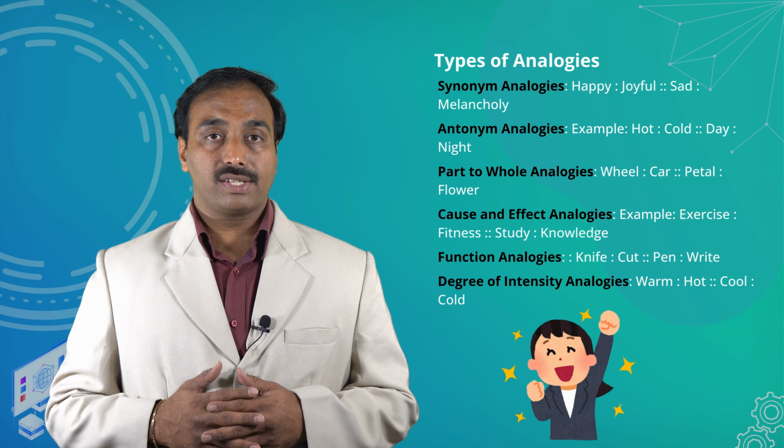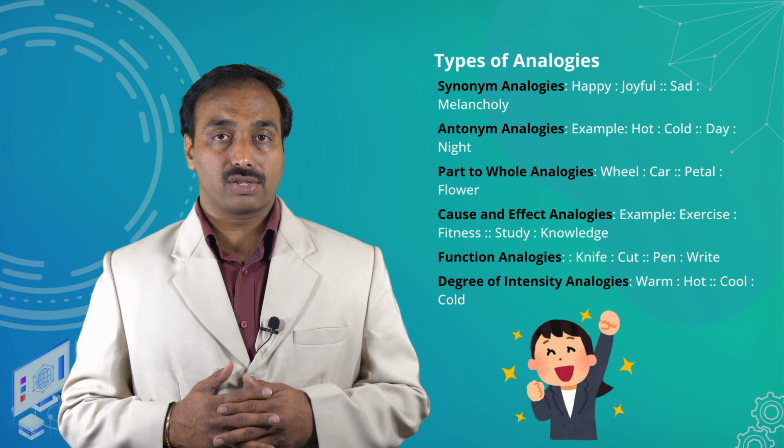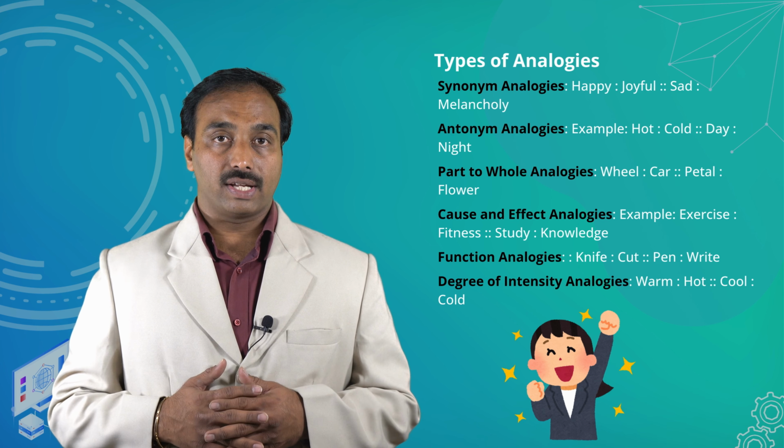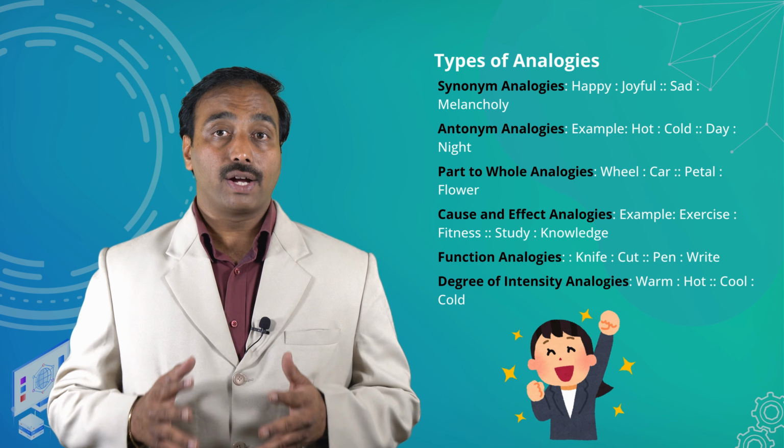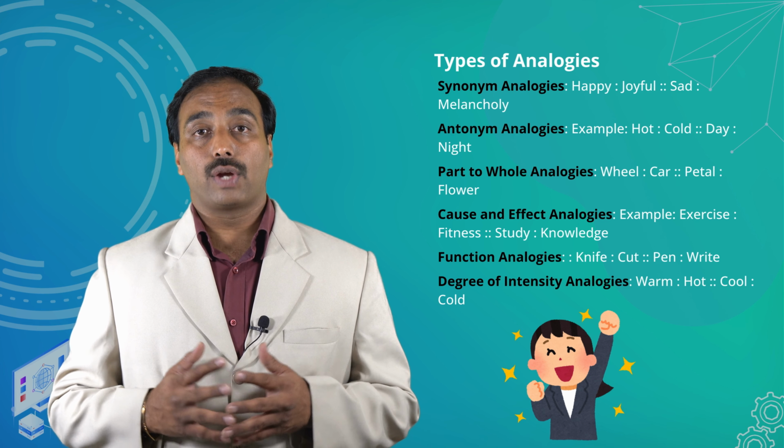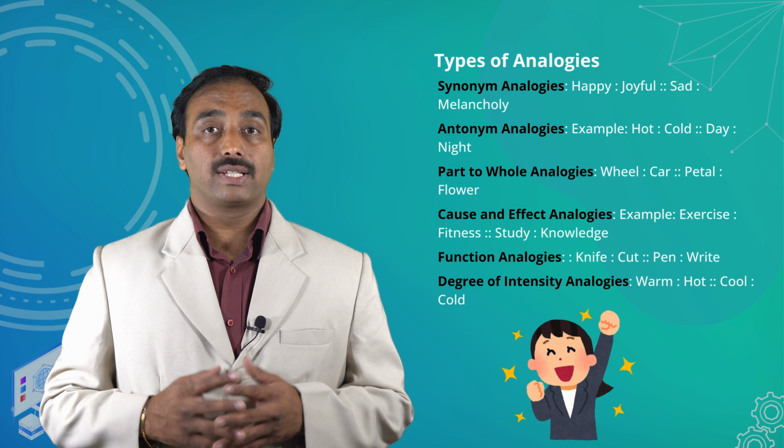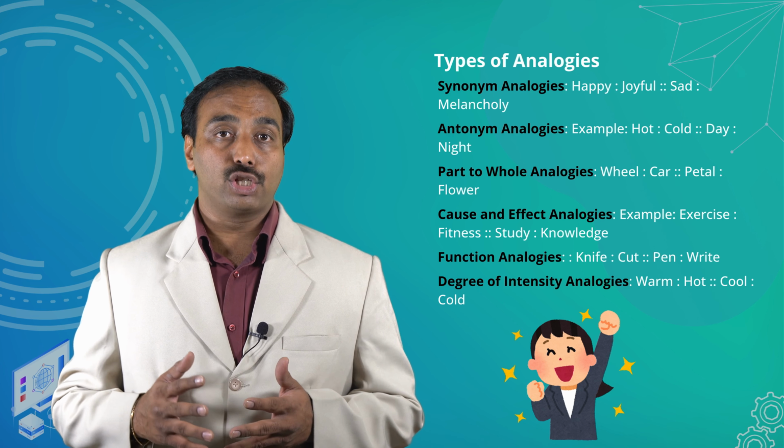Cause and effect analogies refer to an action and its consequence. For example, exercise is to fitness, whereas study is to knowledge. Functional analogies refer to an object and its purpose. For example, knife is to cut, whereas pen is to write.